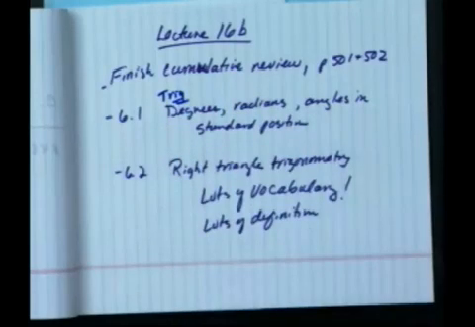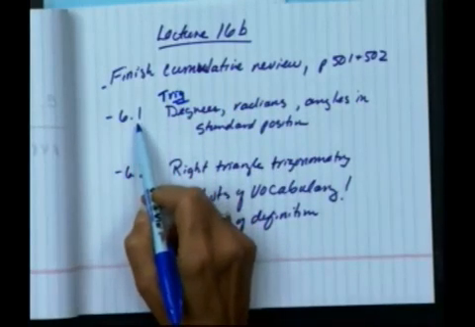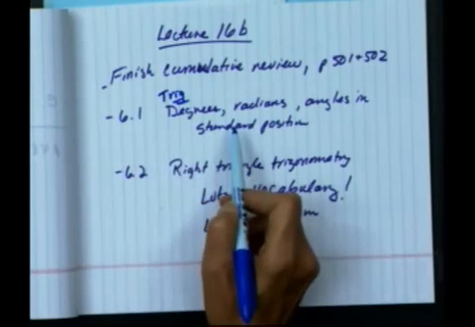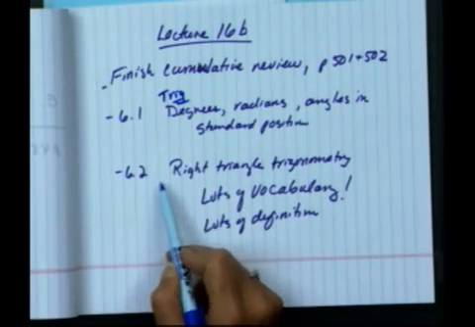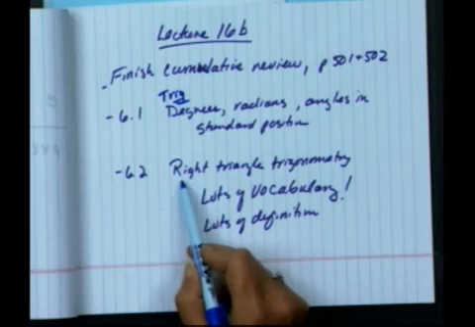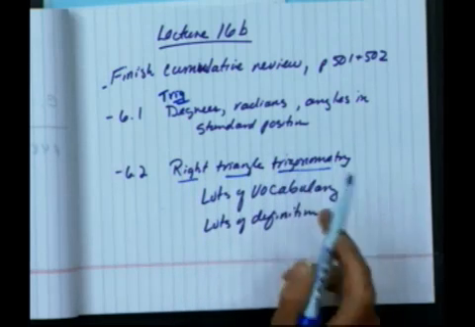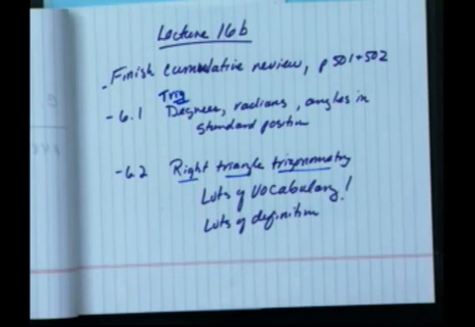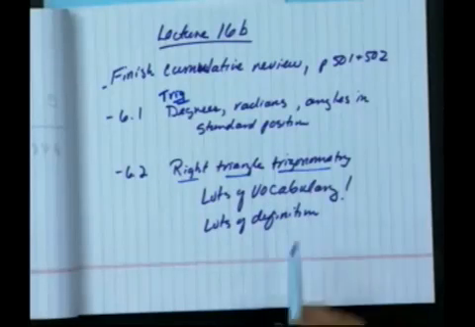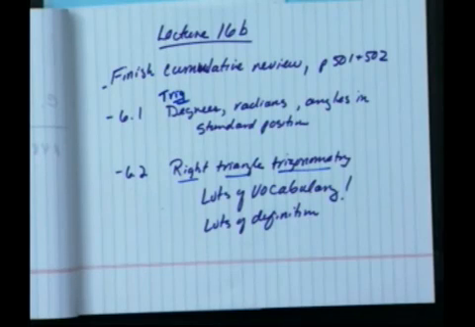Welcome back, everybody. We're on Lecture 16B, and we're going to finish our cumulative review, and then we're going to finally get into the trig. Hopefully, we only do one objective in 6.1, so hopefully we get that covered today, and then we're going to move into 6.2, where we'll look at right triangle trigonometry as opposed to unit circle trigonometry. We'll hit the unit circle a little bit when we graph our trig functions, but we'll start out with all of our vocabulary and definitions based on right triangle trigonometry.